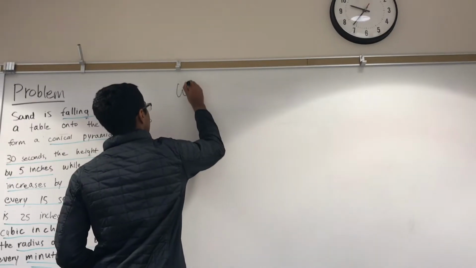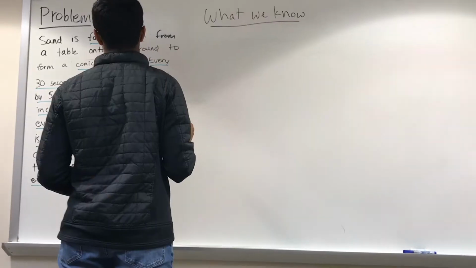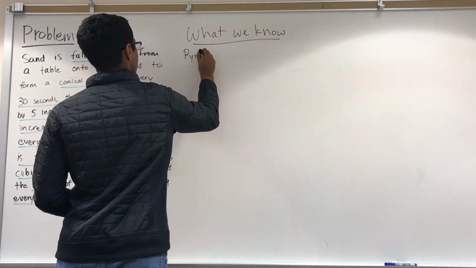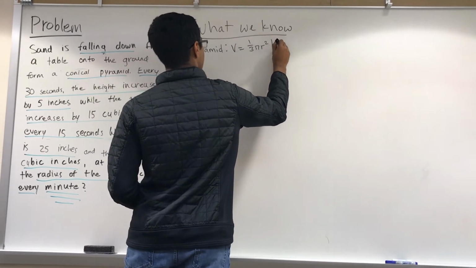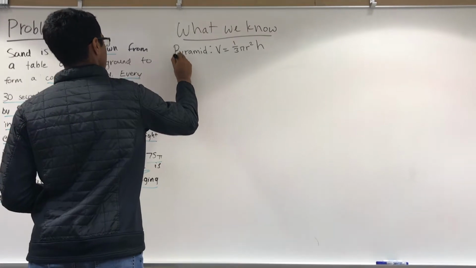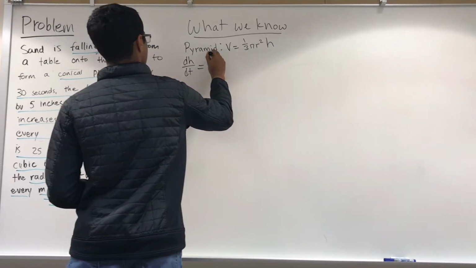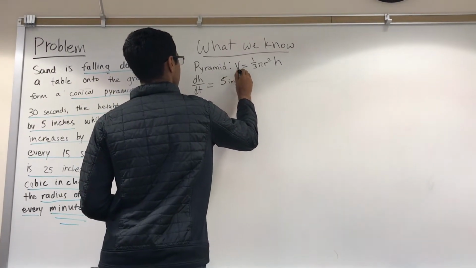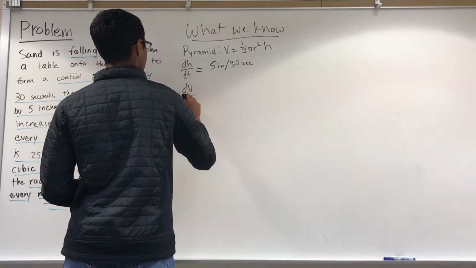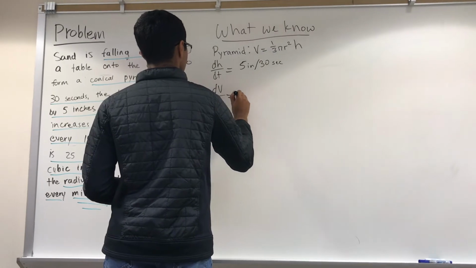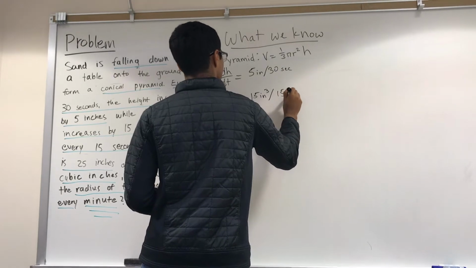Now that we underlined everything we already know and what we're trying to find, let's write this out to make it more clear. We know that we are going to need the volume formula for this problem. So we know that the volume of a conical pyramid, or a cone, is 1/3 pi r squared times the height. We also know dH/dt, or the derivative of the height with respect to time. So we know that dH/dt is 5 inches per every 30 seconds. We also know that dV/dt, or the derivative of the volume with respect to time, is 15 cubic inches for every 15 seconds.